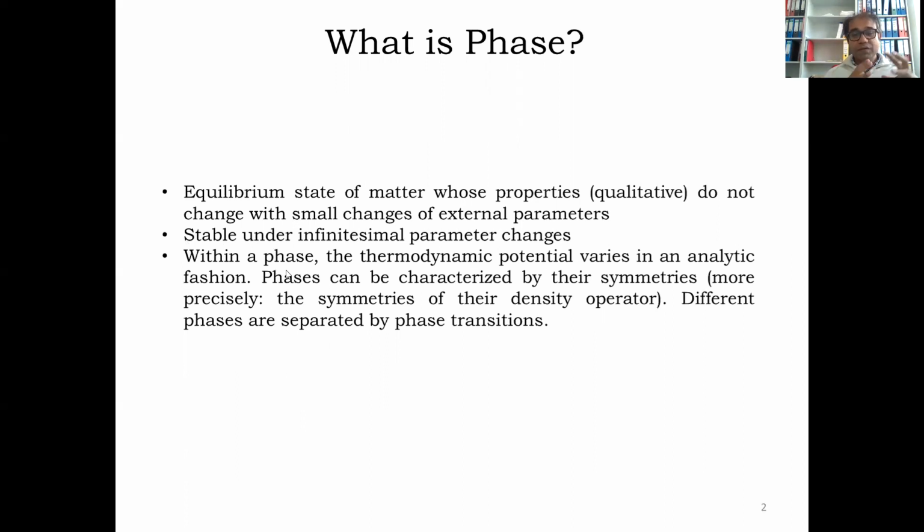Phases can be characterized by their symmetries. This is important. More precisely, the symmetries of their density operator. This is a bit technical, but in principle, phases can be identified by their symmetries. And of course, different phases are separated by phase transitions. For example, you have gas to liquid or liquid to solid. If you take water, water becomes ice. This is a phase transition.